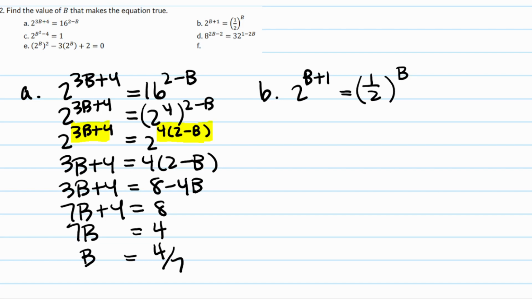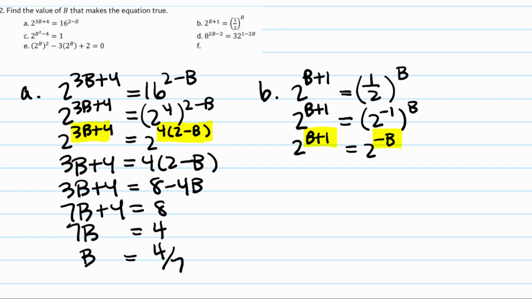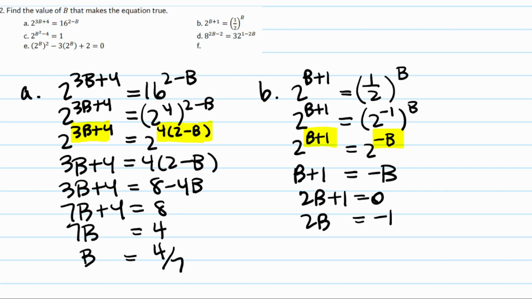Okay, again, not the same base, but 1/2 can be written as a power of 2, so I can use the same technique. Okay, 2 to the b plus 1. Okay, 1/2 is 2 to the negative first power. And so I'm going to say that's 2 to the b plus 1 equals 2 to the negative b. Now that I've got the same base, I can set the exponents equal to each other. And I can say, all right, b plus 1 equals negative b. I'll add b to both sides. 2b plus 1 equals 0. 2b equals negative 1. b is negative 1/2.